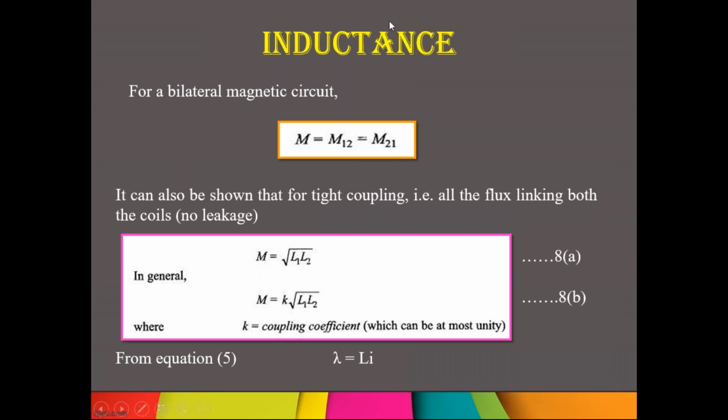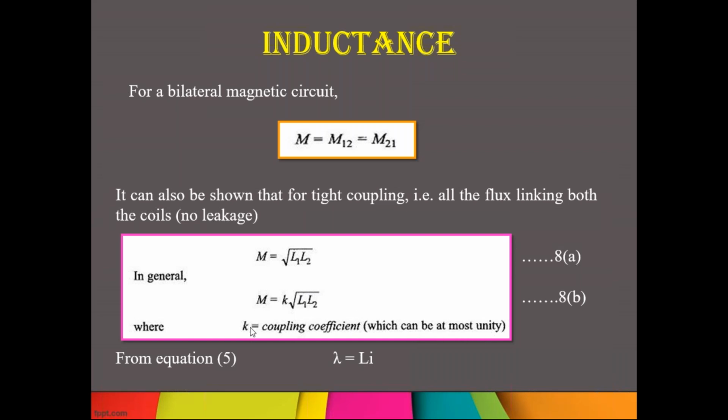Here L1 and L2 are the self-inductances of coil 1 and coil 2. Finally, you can write M is equal to K into square root of L1 L2. Here K is the coefficient of coupling. Most probably we consider it to be unity.